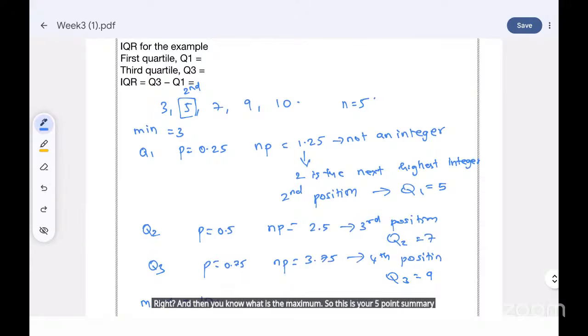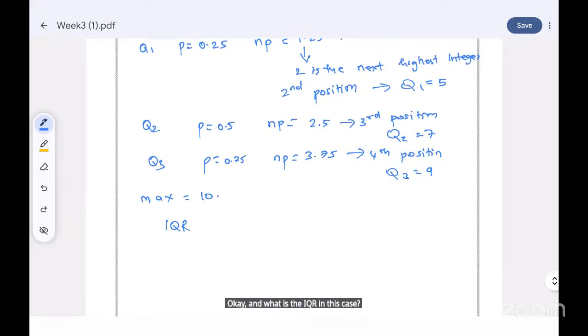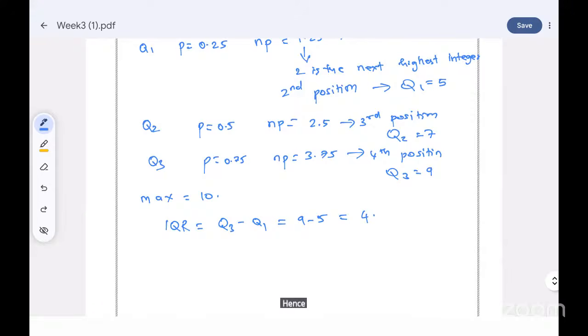What is the IQR in this case? Q3 minus Q1, which is 9 minus 5, so 4. Why is IQR required? Why is range not sufficient? IQR is more reliable when there are outliers, because range varies a lot based on outliers, but IQR is more stable. Hence IQR is preferred over range when there are outliers.